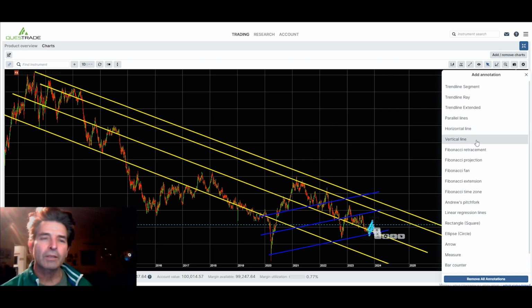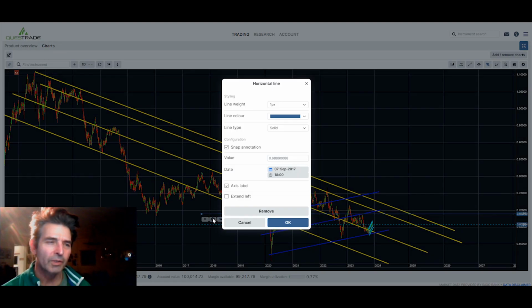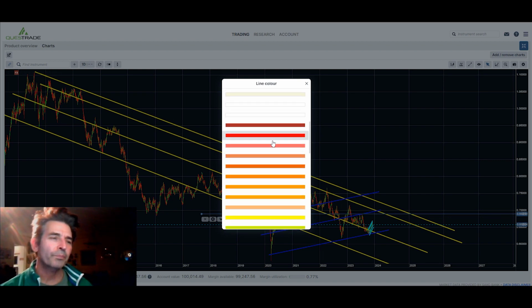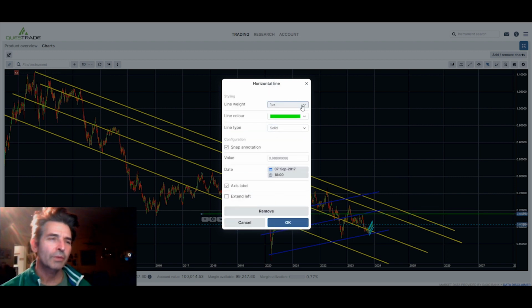Okay, so back to our targets. Horizontal line. So we were talking about this wave 2 convergence here. Let's just bring it inside, a nice comfortable range there. Make that our green because that is our target. We are looking to hit on a buy here.